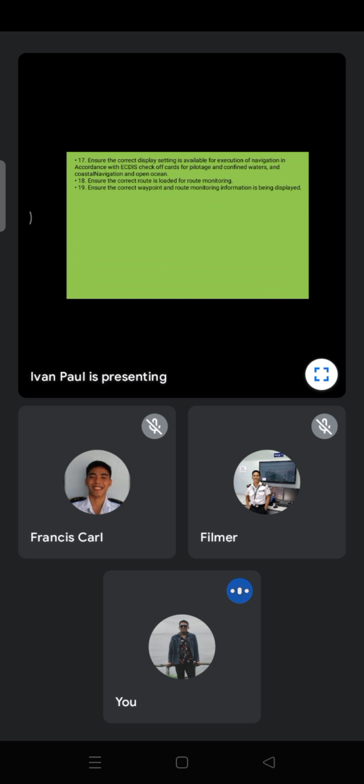Then ensure the correct route is loaded for route monitoring. Then ensure the correct waypoint and route monitoring information is being displayed.